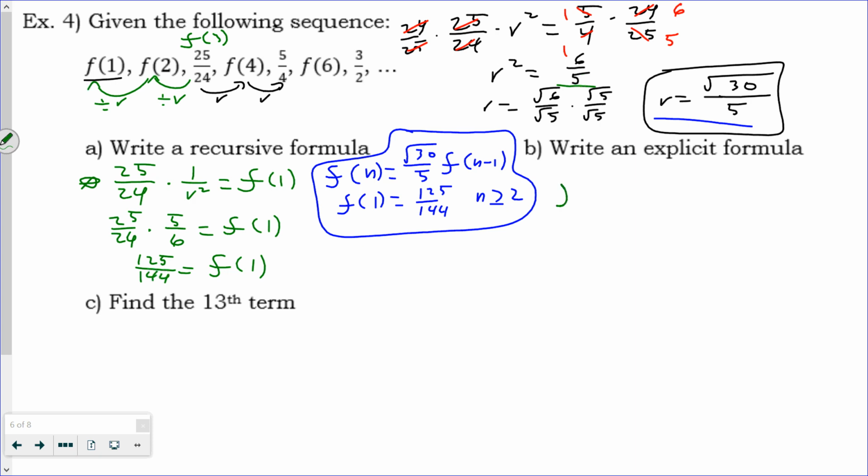So my explicit formula, well, that's just f of n will equal my r value of the square root of 30 over 5, raised to the power of n minus k, or let me back up, sorry, do f of k first. So f of n will equal f of k, where f of k is any number in the sequence. So we can use 5 over 4 because it's a little small. So I'm going to use 5 over 4, which is the 5th term in the sequence. So multiply by r, my r value of the square root of 30 over 5.